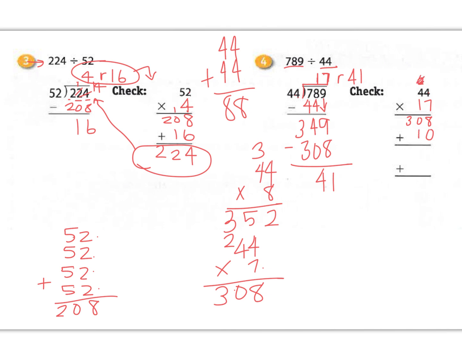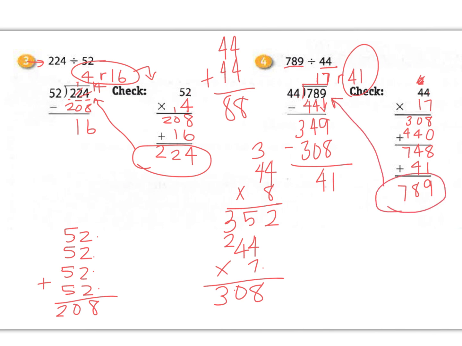1 times 4 is 4. 1 times 4 is 4. Add these up. 8, 4, 7. And then we have to add our remainder, so plus 41. 8 plus 1 is 9. 4 plus 4 is 8. 7 plus 0, 789. So that means we did it correctly.